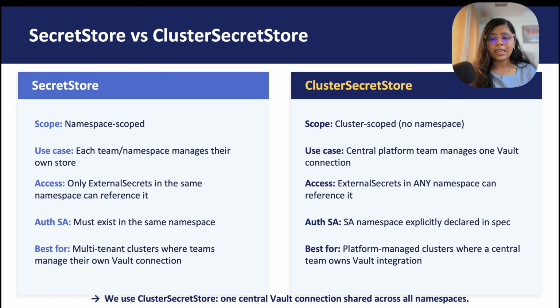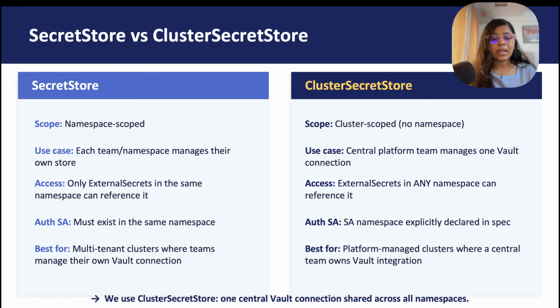The external secrets in any namespace can reference it. Okay, authentication using the service account must exist in the same namespace, whereas authentication with a service account must be explicitly declared in the spec section. So within the spec section itself, we need to define the namespace of the service account. Okay, so that is very much important and that's what you need to take care of.